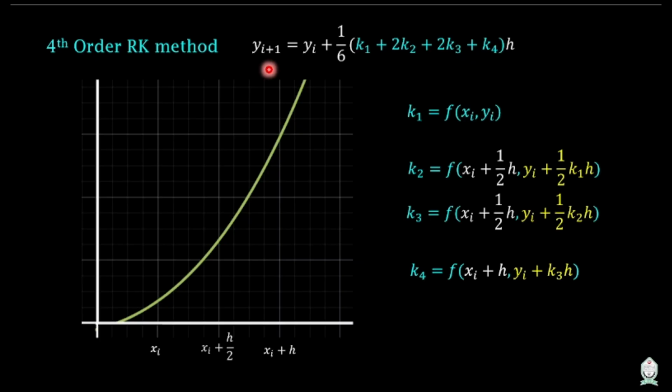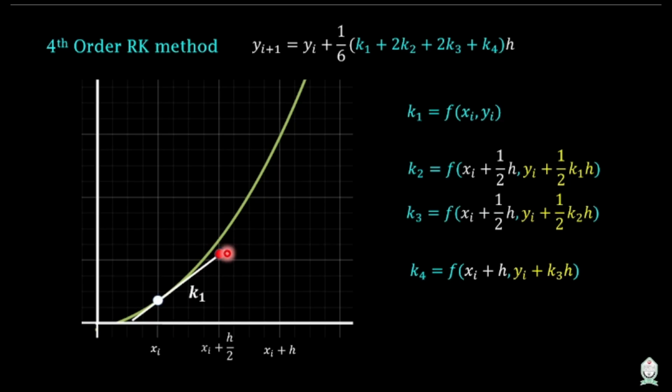So let's see what it means in the graph paper. Here it is the initial value of x, this is the interval h, and this is the middle point between these 2 points. Let's say this is the initial value xi, so correspondingly this is yi. We know that a tangent can be drawn in this point and the slope of this tangent will be k1.